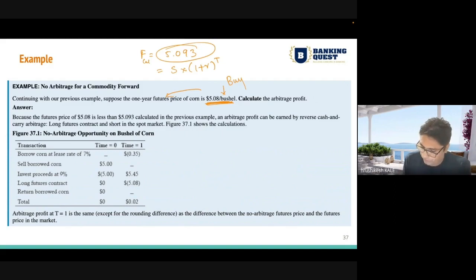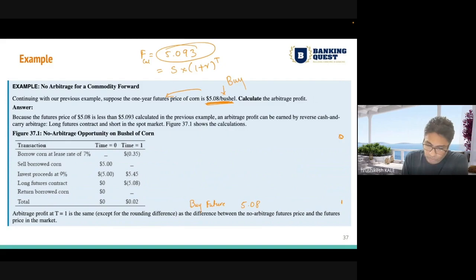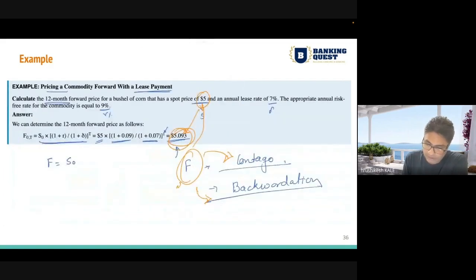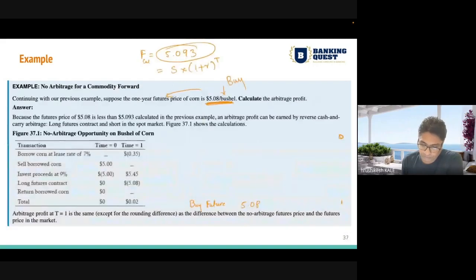So basically, after 1 year and 0 year, you have decided to buy the future. Buy future. So after 1 year, you will buy at 5.08. At what price will you sell it? Not 5.093. You will sell it at spot price. Spot price is what? 5. So you will sell at 5.